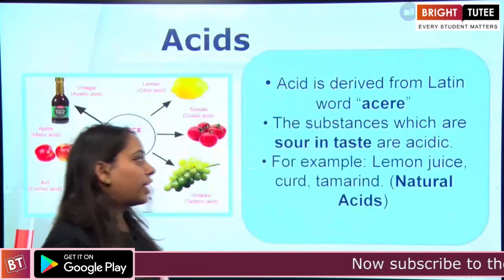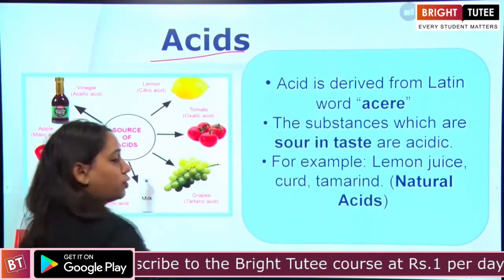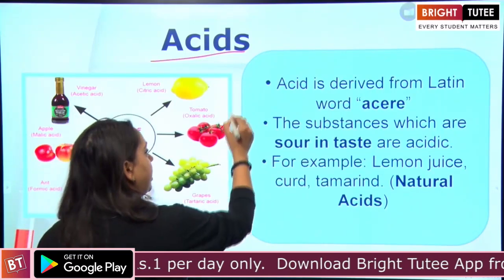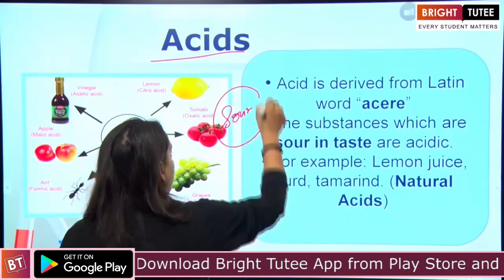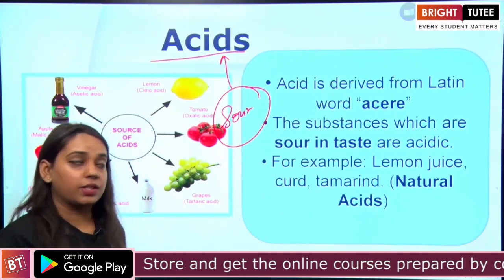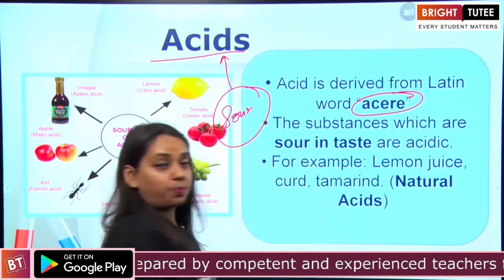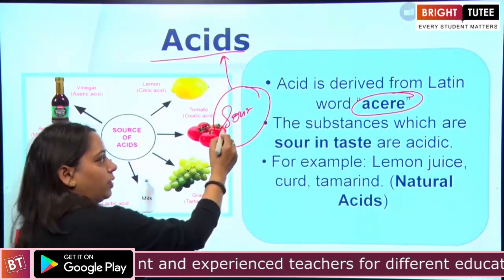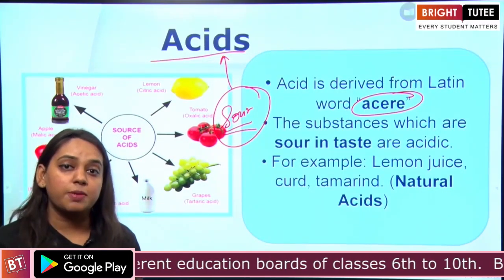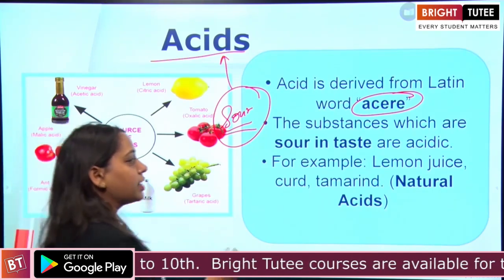And let us now move ahead, and now we will discuss more about acids. So children, the substances which are sour in taste are known as acids, and this word acid is derived from the Latin word acer, and this word acer means sour. So this is why we were focusing more on the taste of the substances. So the substances which are sour in taste are known as acids.